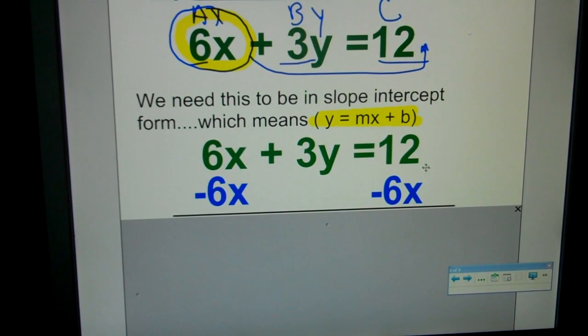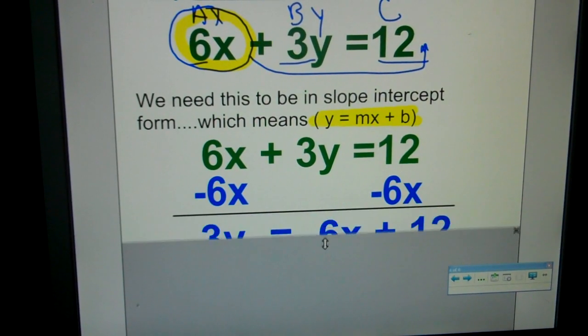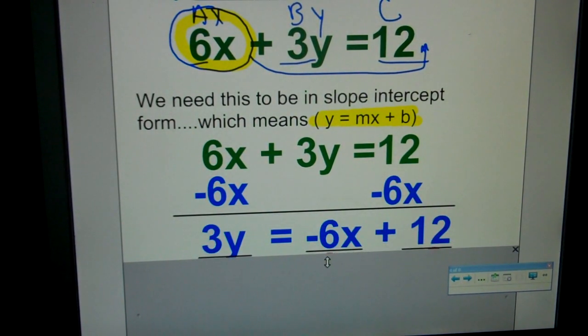But I guarantee you somebody's going to try to do this. Can you do 12 minus 6x? Are they common terms? Can you combine those? Are they the same? No. This one doesn't have an x and this one does. So you can't combine them. Please don't.